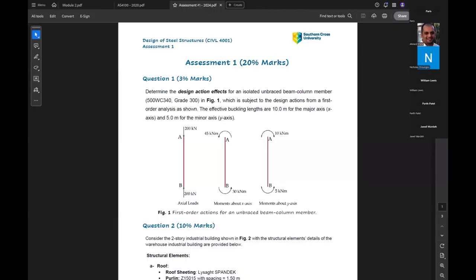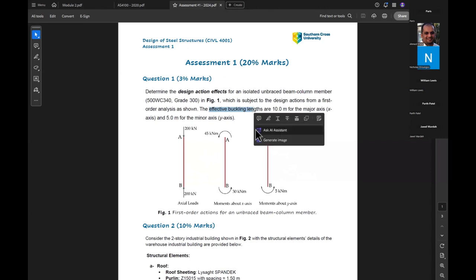Can you see my screen now? So this is assessment 1. Determine the design action effect for an isolated unbraced beam column member, which is subject to design actions from a first order analysis. The effective buckling lengths are 10 meters. This is what you mentioned, William? Yeah, so this one is given directly because there are no ends or supports, so just the buckling length is given directly. Effective buckling length means LE is directly given.